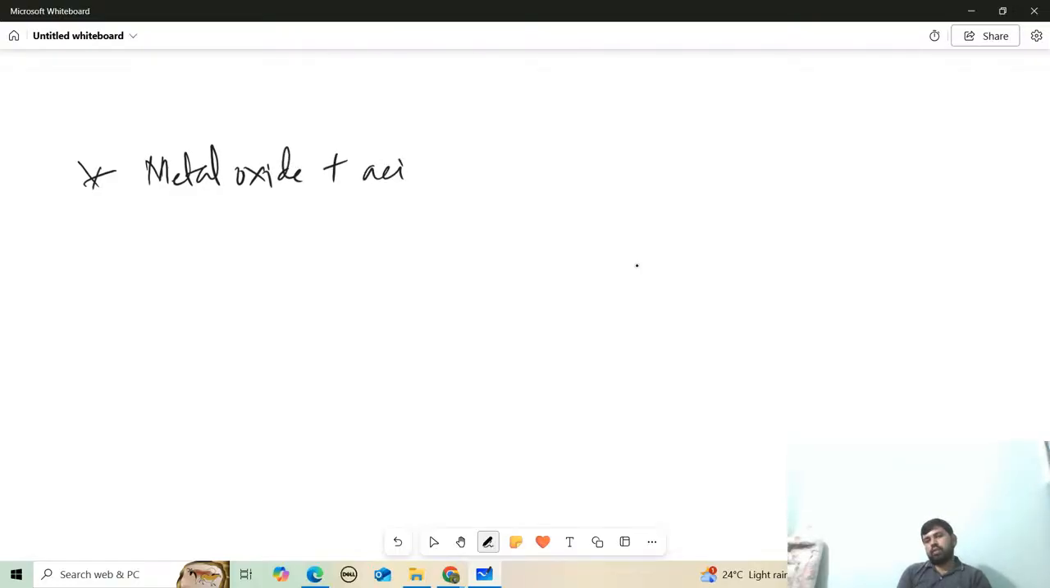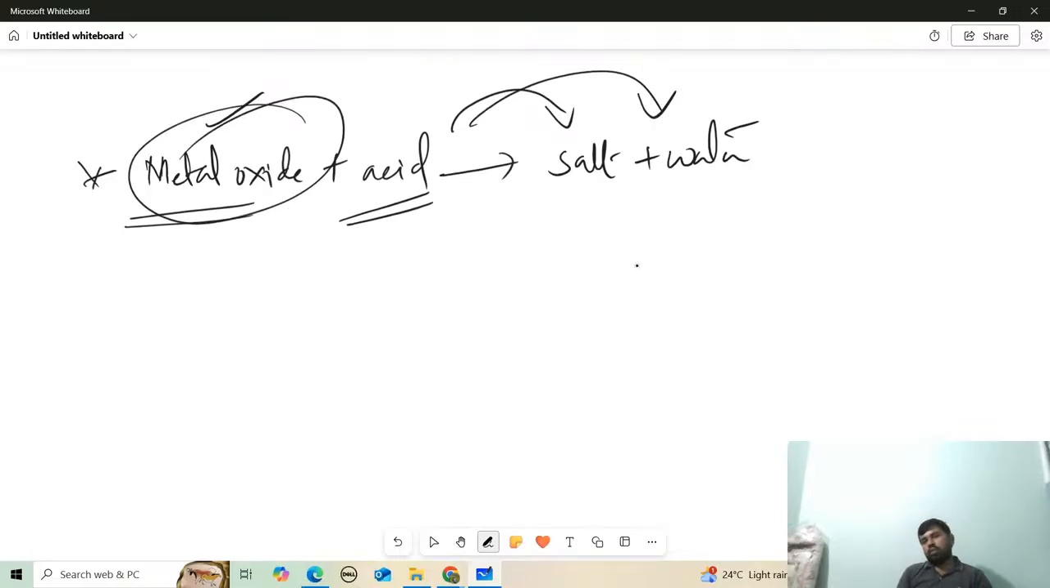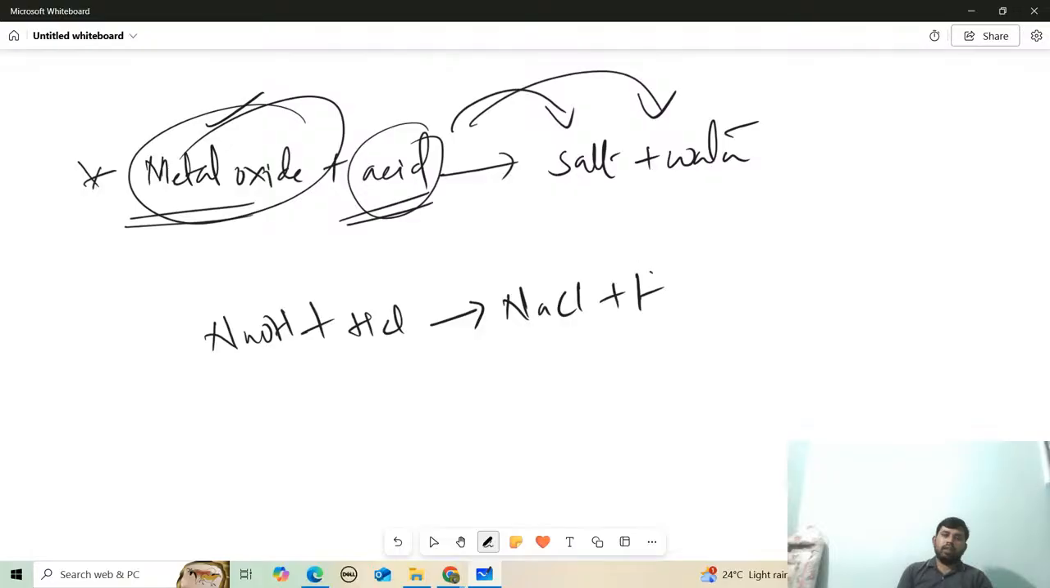What happens with metal oxides? Metal oxides with acid give salt and water. Then what is the nature of this metal oxide? Yes, we discussed that with acid it gives salt and water. We discussed NaOH plus HCl gives rise to NaCl plus H2O. This reaction we call a neutralization reaction.